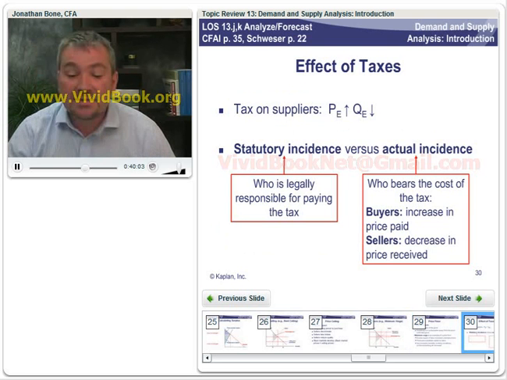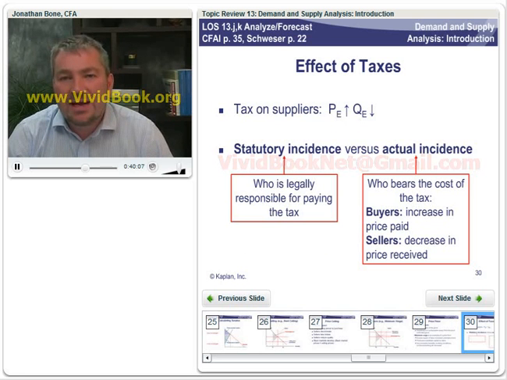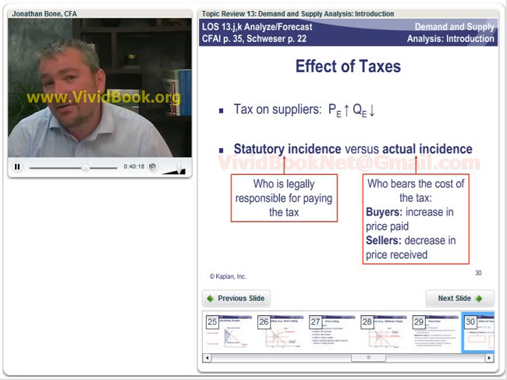The effect of taxes. Now, tax on suppliers, we're going to argue that it increases the equilibrium price and reduces the equilibrium quantity. Key point to note is taxes are going to be inefficient in as much as they are going to create deadweight losses.